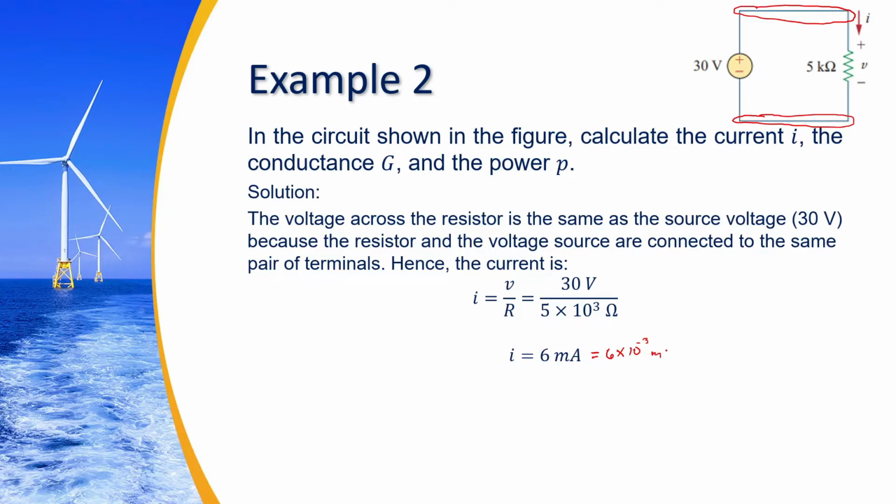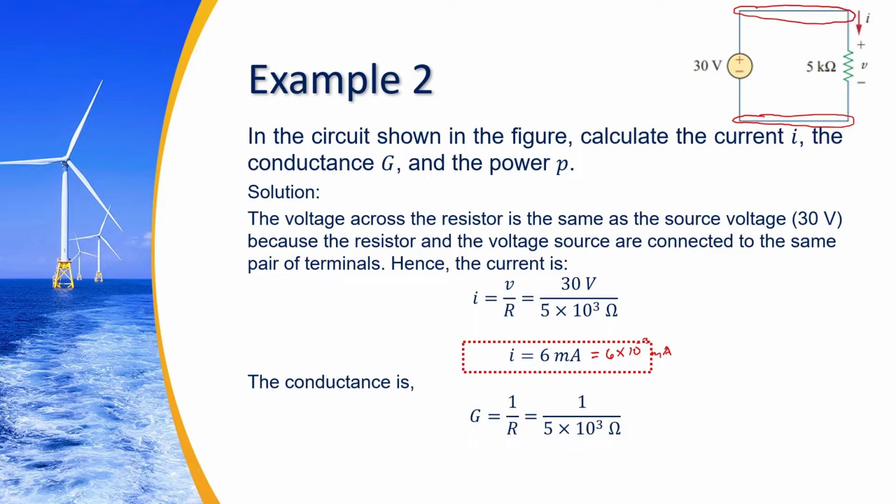Okay? Or we may use the unit milliamp. So, we have the current. So, how about the conductance? The conductance is only the reciprocal of our resistance, right? So, we just take the reciprocal of 5 times 10 raised to 3. So, we get 0.2 millisiemens, or we can also compute it as 2 times 10 raised to 4 Siemens. Okay? So, next.